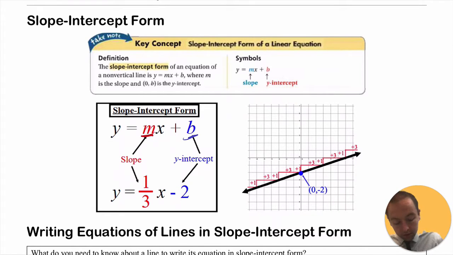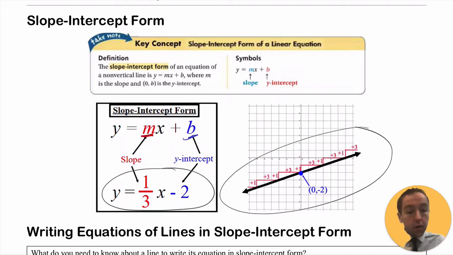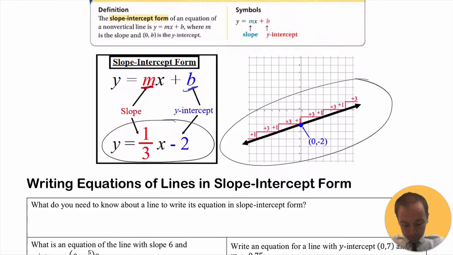So you can see through example, if you have a linear equation like y equals 1/3 x minus 2, you can see how that's exemplified in a graph, where it's going to have a y-intercept at (0, -2), and then has the slope of 1/3 unit of rise for every 1 unit of run.